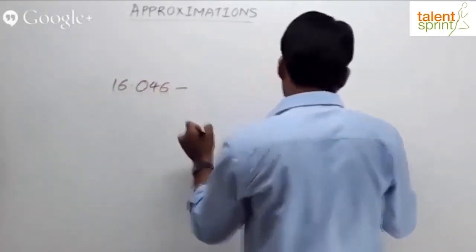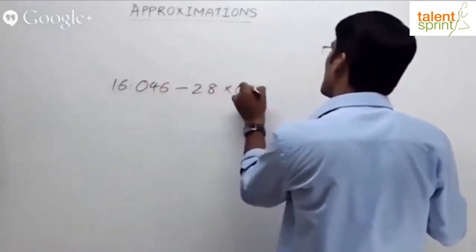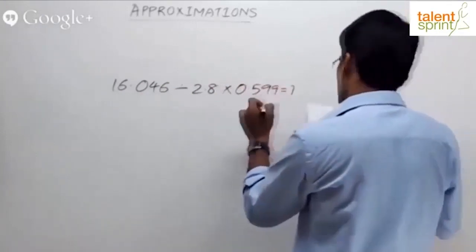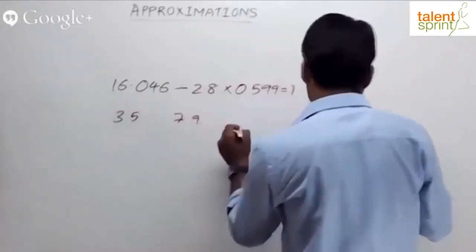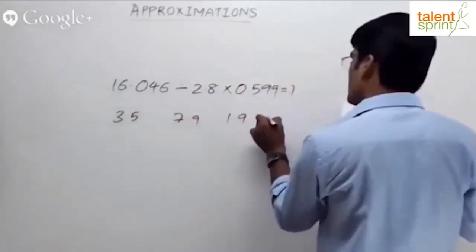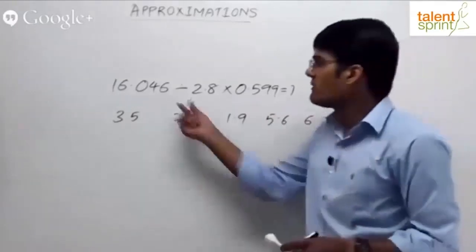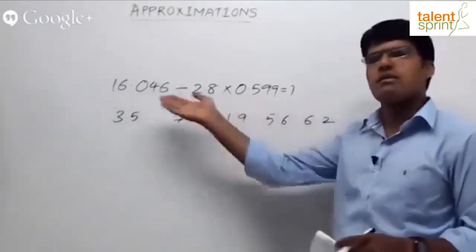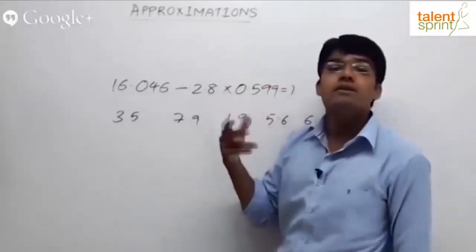16.046 divided by 2.8 into 0.599 is equal to what? The options are 3.5, 7.9, 1.9, 5.6, 6.2. What do you do? First division, then multiplication, or from left to right, you can just proceed, right? That doesn't really matter when there are only multiplications and divisions.